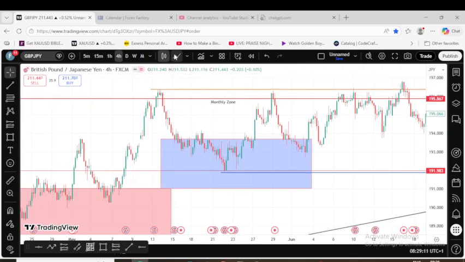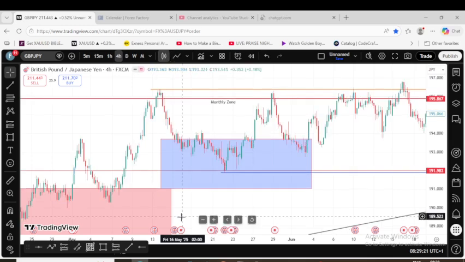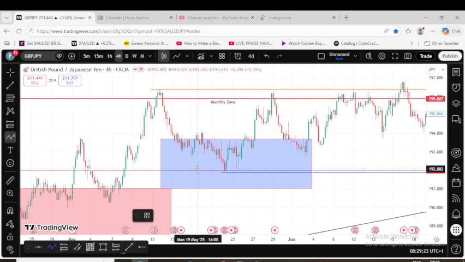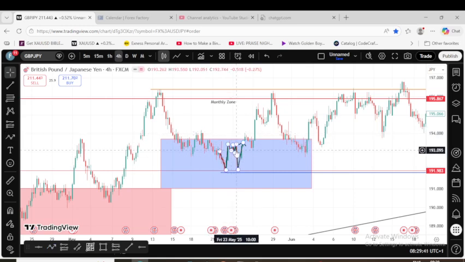So switching to the line chart, are there any specific price patterns that appear before price switches from a correctional move to an impulsive move? We actually have a W pattern here. Not only do we have a W pattern here, this is the W pattern actually. But even though it looks very odd, it still counts as a W pattern. So we have a W pattern here.